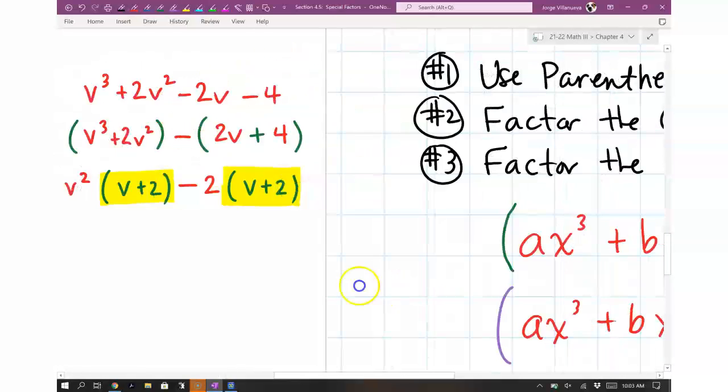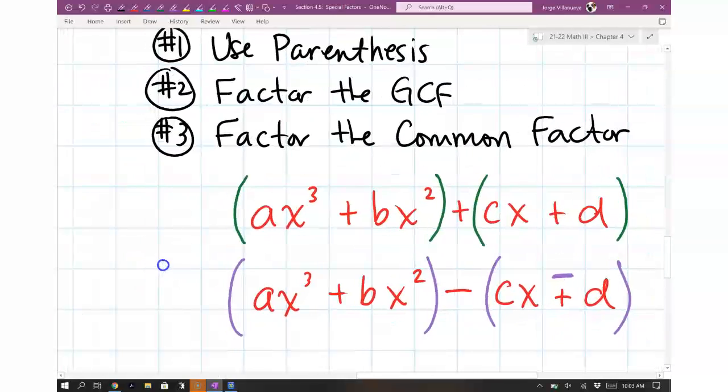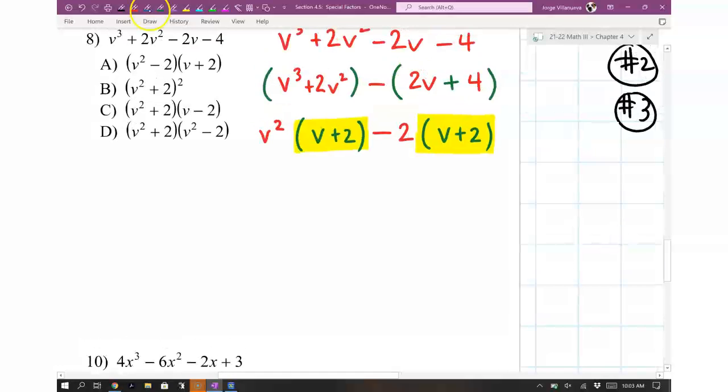That's what I call in step 3, factor the common factor. The factor that they have left over. So what you're going to do is write that common factor first. After that, what did I leave out? The stuff that's not highlighted, what is it? V squared, negative 2, and I'm done. That's my problem right there. That's my answer. This is how you factor 4 terms.